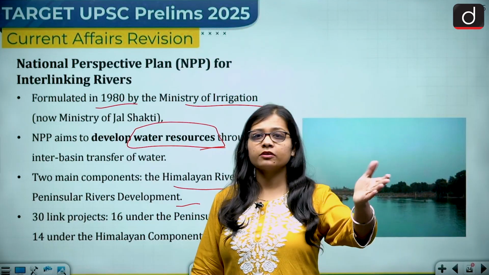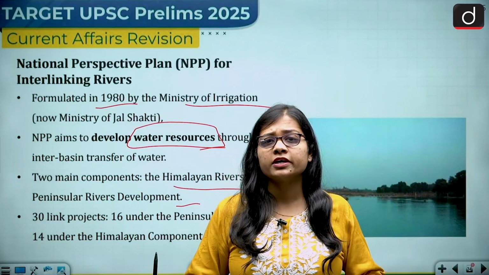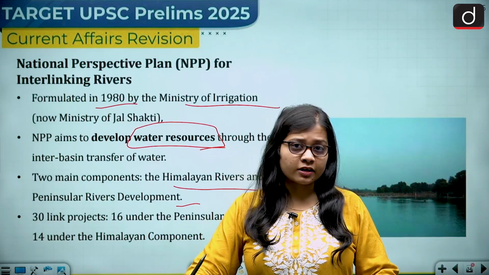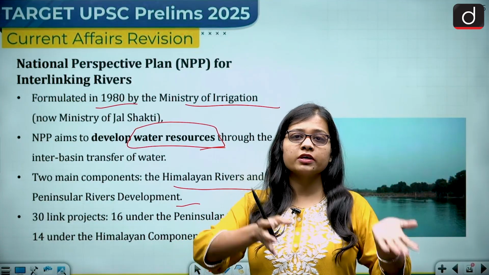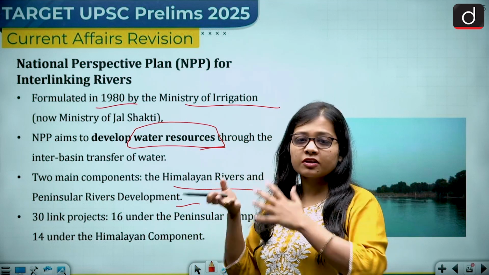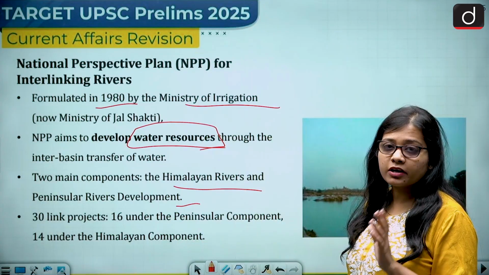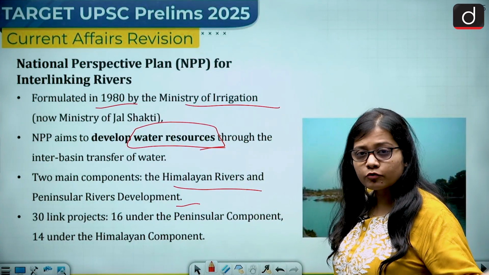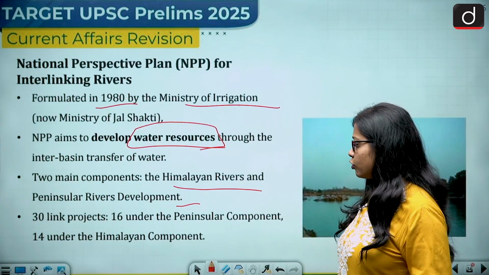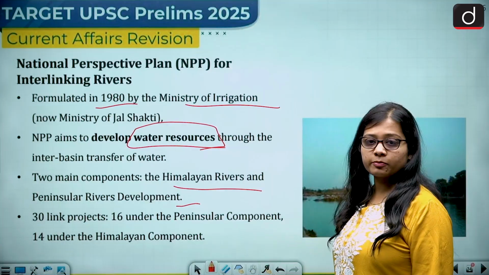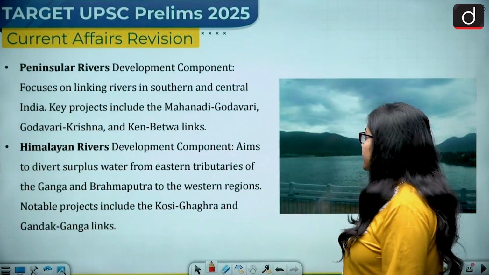Now Himalayan rivers are rivers which have water throughout the year, while the peninsular rivers do not have water throughout the year. There are rivers which have water throughout the year, while there are rivers which do not have water throughout the year. So perennial rivers are also there and ephemeral rivers are also there. So basically transferring water from the river which has water throughout the year to the river which is lacking water. And around 30 link projects have been proposed, with 16 under the peninsular component and 14 under the Himalayan component.